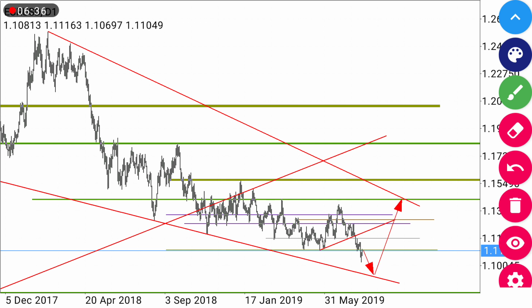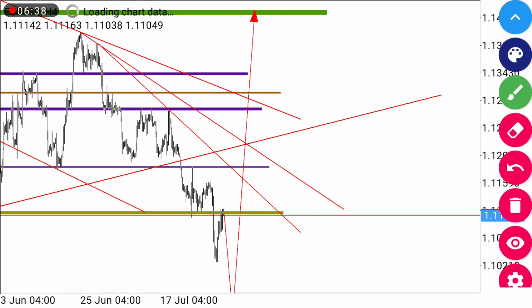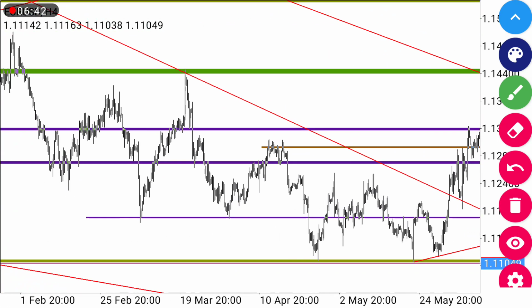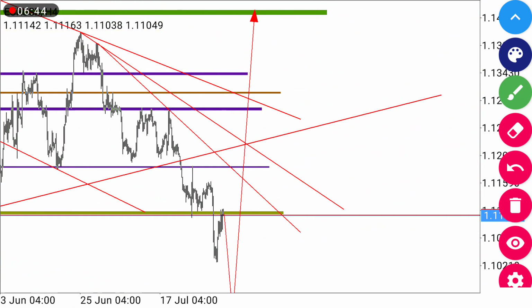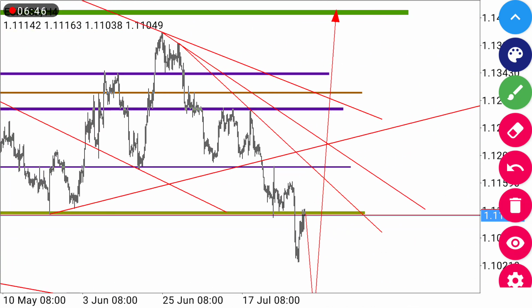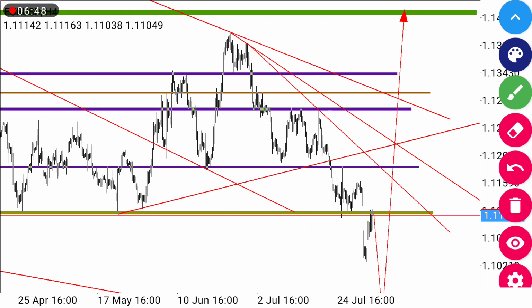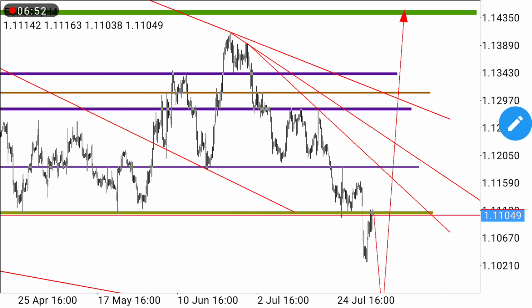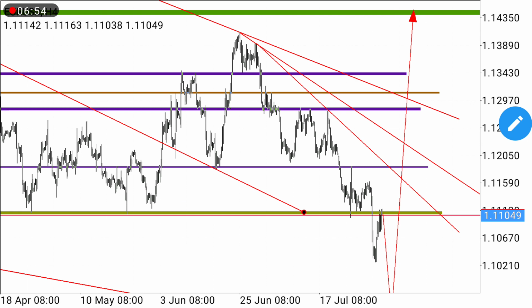When you go back to H4, we can see what I'm talking about. This is Euro USD and this is H4 time frame. H4 time frame is not clearly understood because the graph is a little bit hectic, but that is not a problem.